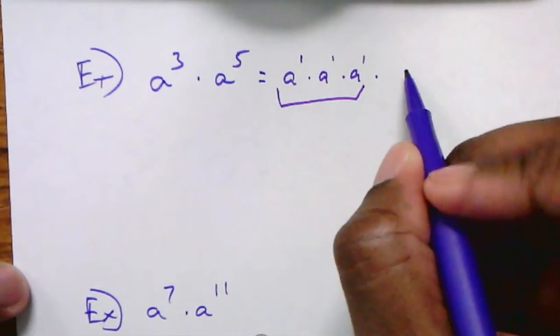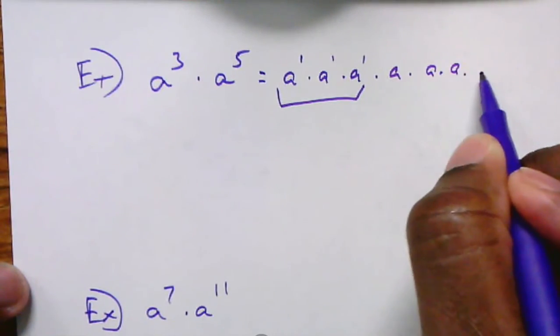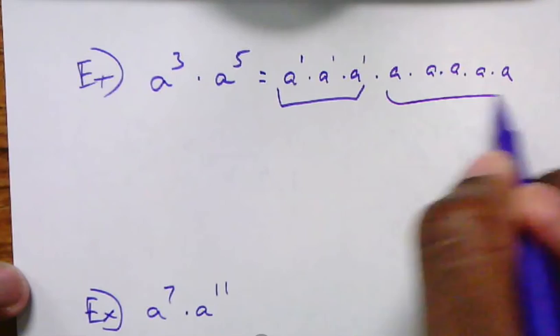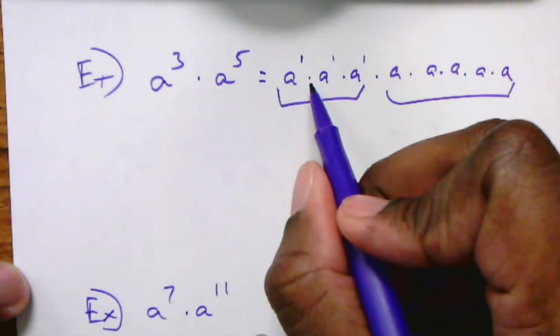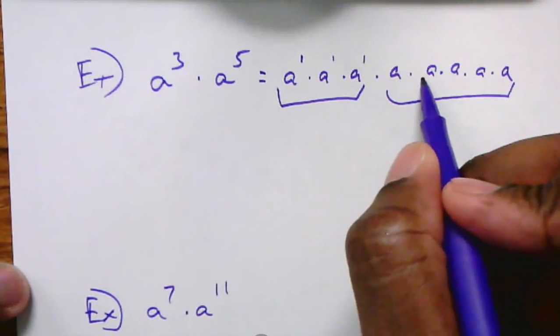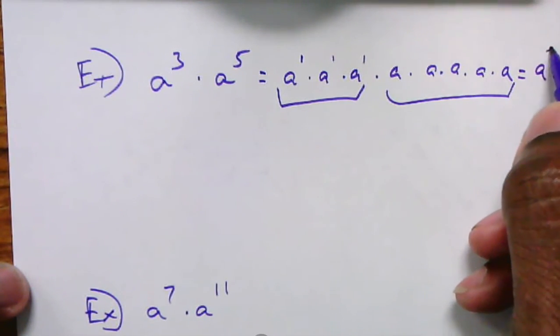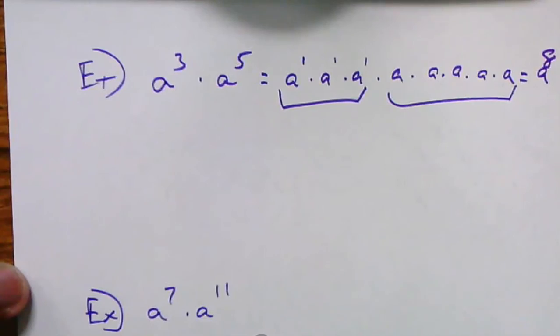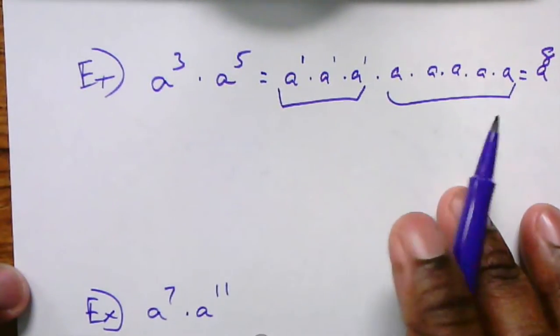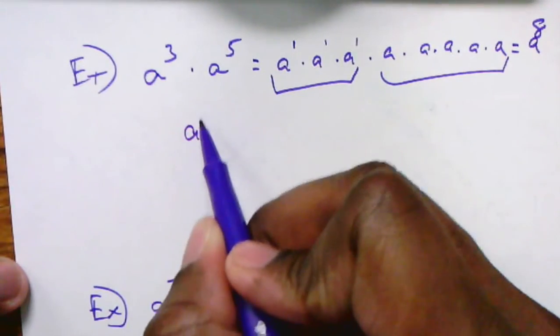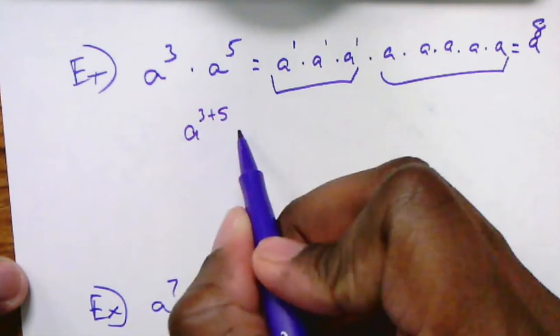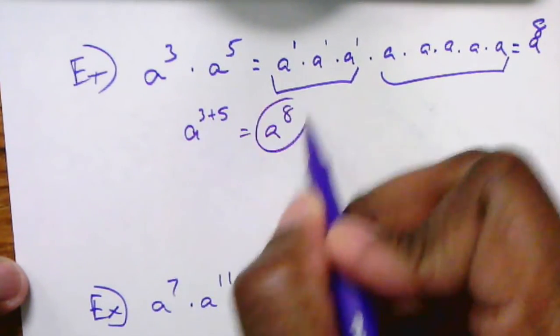This is the first 3. Then a times a times a times a times a. This is the next 5. If you notice, we got 1, 2, 3, 4, 5, 6, 7, 8 a's. So our answer is a to the 8th power. Truth be told though, I wouldn't do that every time. The rule is simply add the exponents. So it's a to the 8th power.